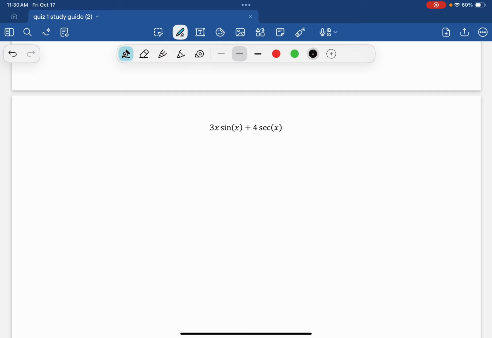Next one, here we're just going to use product rule on this term, and this term we have memorized, right? So that's 3 times sine x, because the derivative of 3x is 3. 3 sine x plus 3x, and then the derivative of sine is cosine. And then the derivative of secant is secant x tangent x. Okay, so here there are constant coefficients, and remember that those are unaffected by derivatives, and so you can just keep them on the outside and differentiate the inside. Okay, so that's my answer.